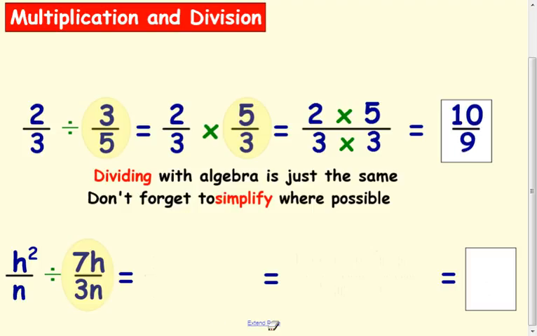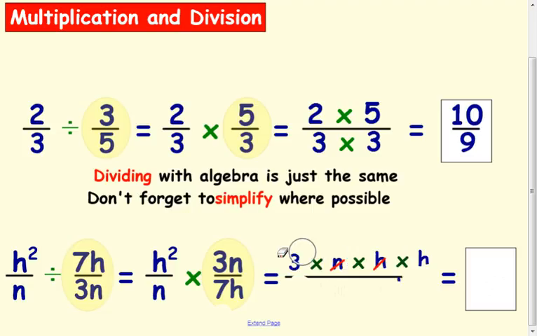Now let's try this with some algebra then. So we've got h squared over n divided by 7h over 3n. So let's flip this and then do a multiplication. So h squared over n times 3n goes in the top and 7h in the bottom. So in the top we've got 3 lots of n times h times h. The bottom we've got 7 times n times h. So we can cancel out the n's in the top and the bottom, that's division by n, same as the h's here. And what we're left with in the top is 3h over 7.